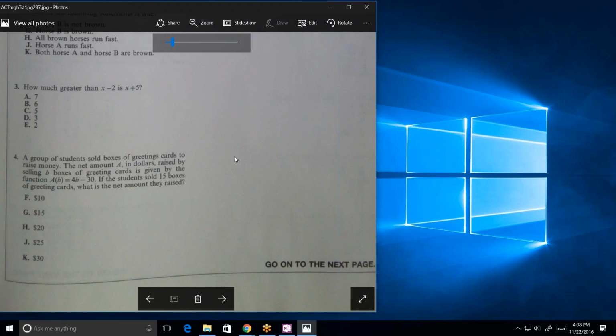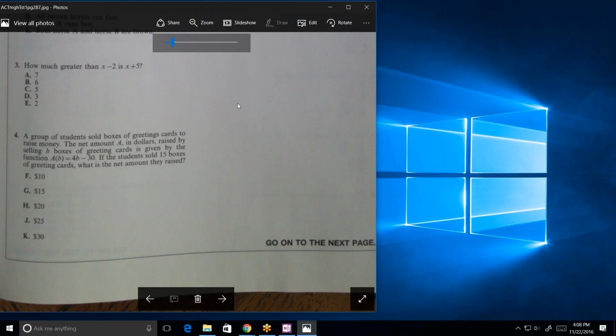A group of students sold boxes of greeting cards to raise money. The net amount A in dollars raised by selling B boxes of greeting cards is given by the function A. I forgot all that algebra stuff. You don't need much algebra here. A of B equals 4B minus 30. Sorry, the B of A, right? It's A of B. The way you pronounce that is A of B equals 4B minus 30. If the students sold 15 boxes.